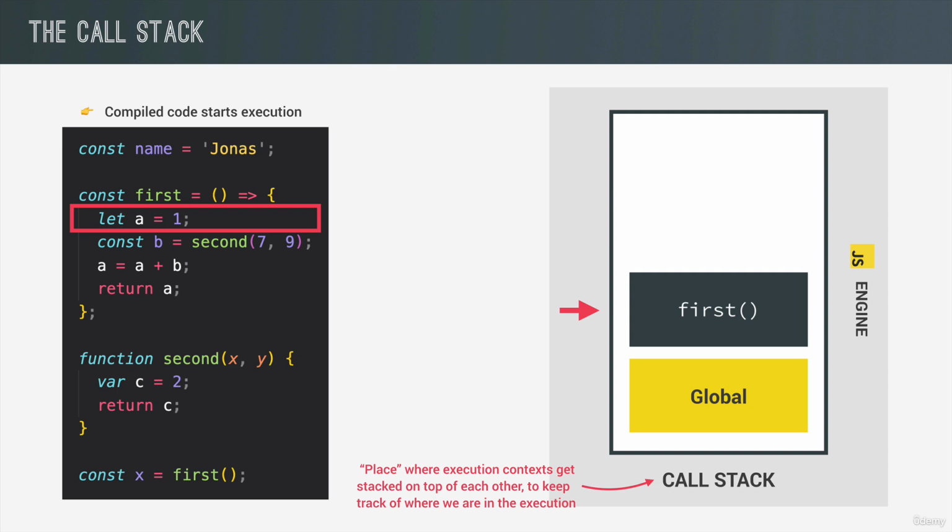So we have yet another simple variable declaration here, and this variable will of course be defined in the variable environment of the current execution context, and not in the global context, right? Then, right in the next line, we have another function call. So let's call that function and move there.